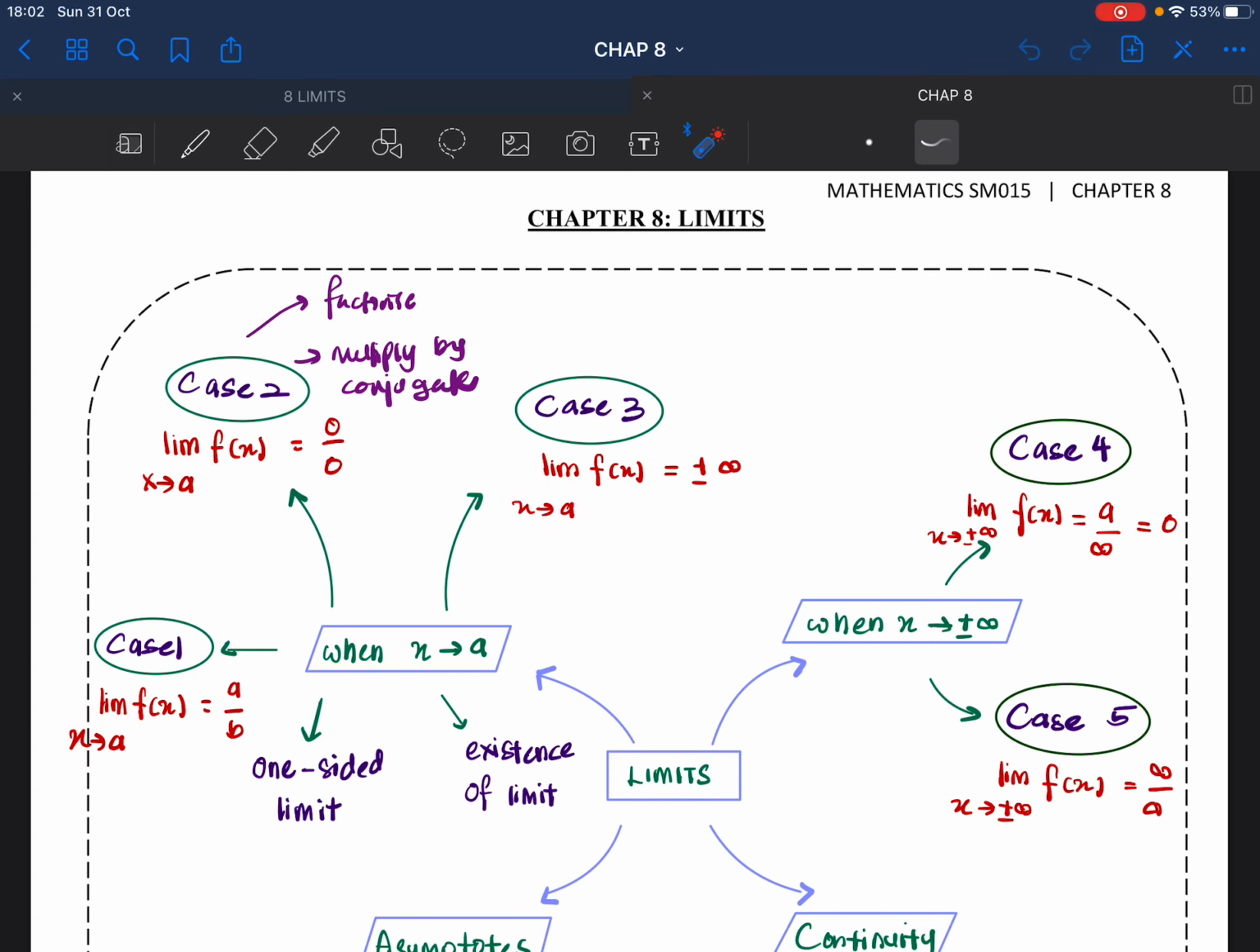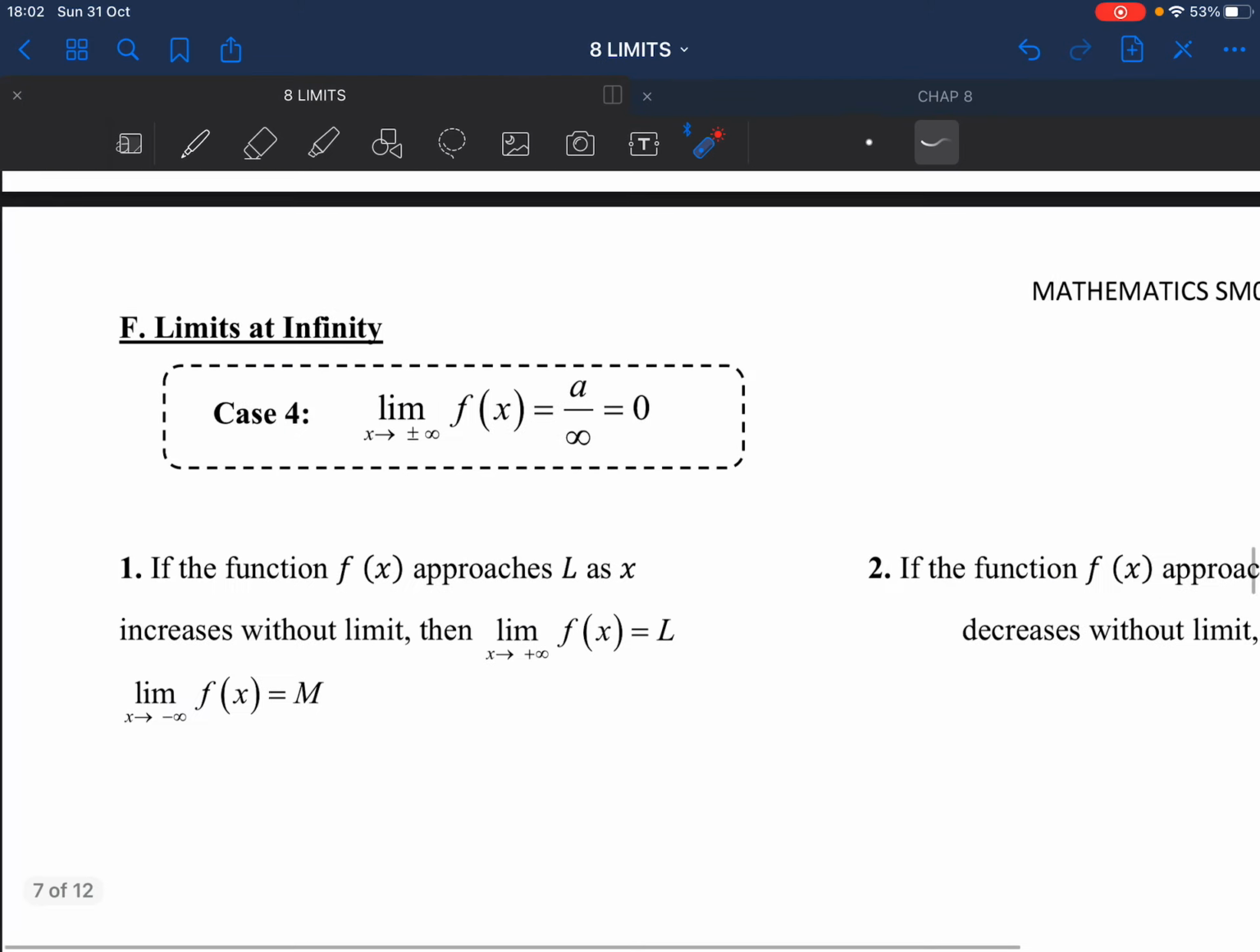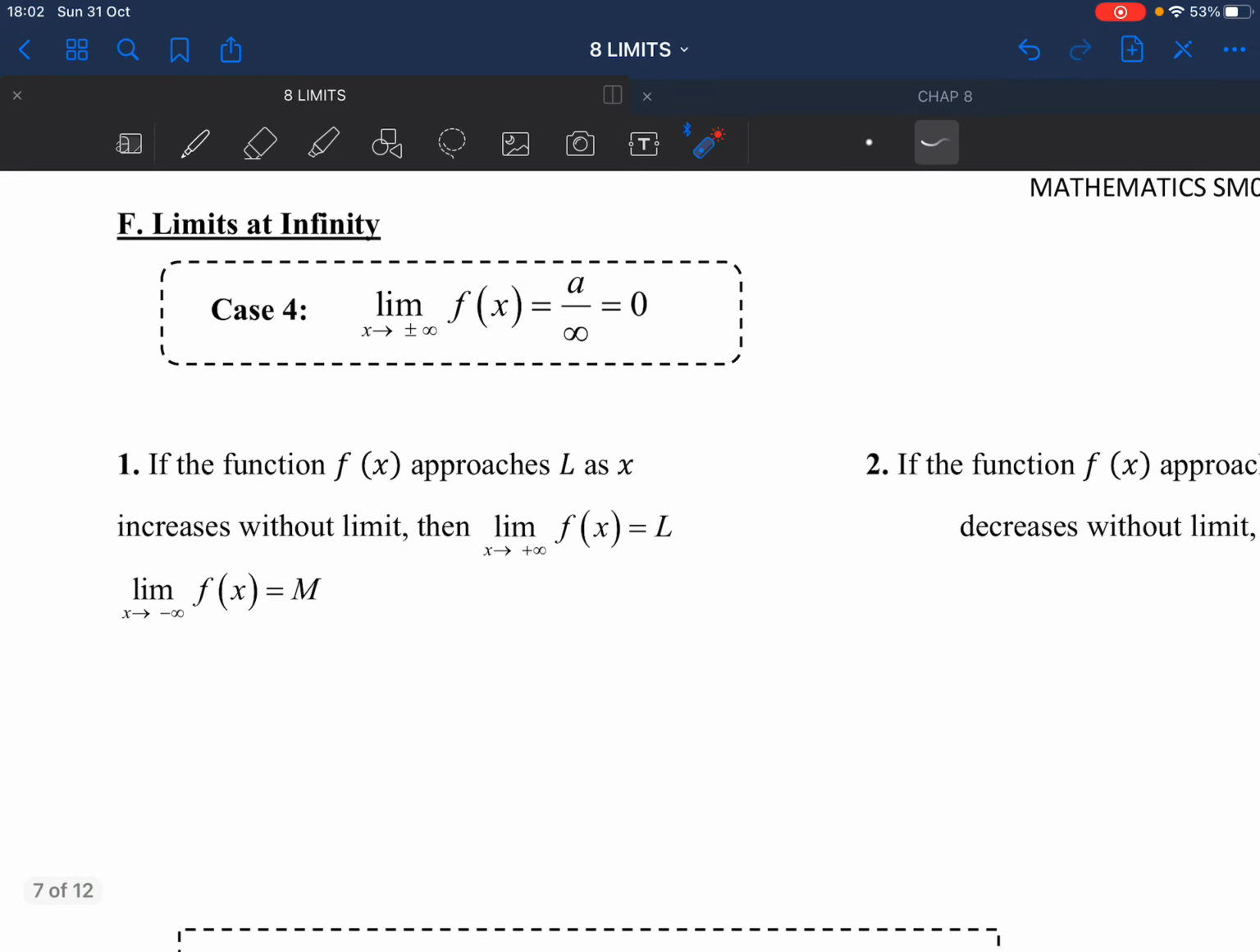Okay, so for this video, we are going to proceed to case 4, which is limit as x approaches positive or negative infinity. As I said in the previous video, when we have a over infinity, the answer is equal to 0. So this is limits at infinity, case 4, when you have limit f(x) as x approaches positive or negative infinity. You substitute, you get a over infinity, and the answer should be equal to 0.